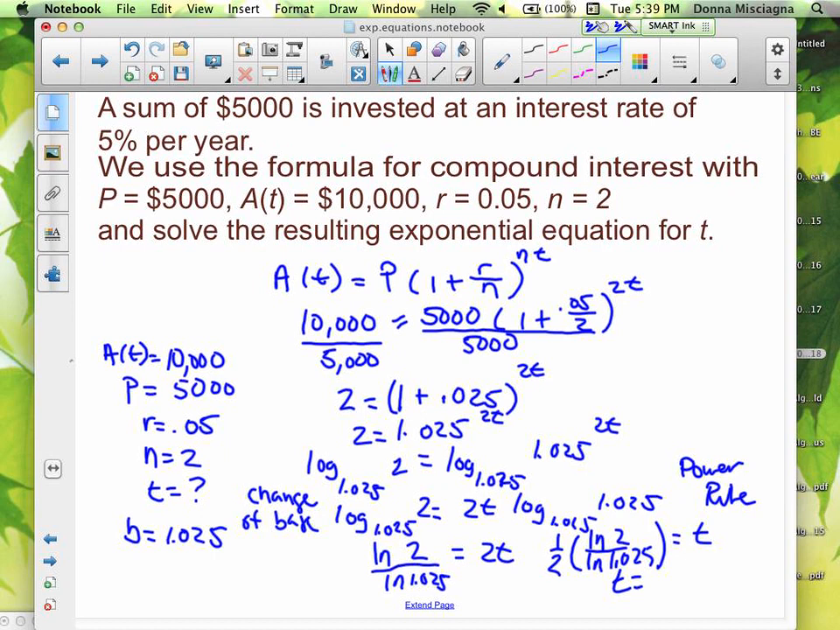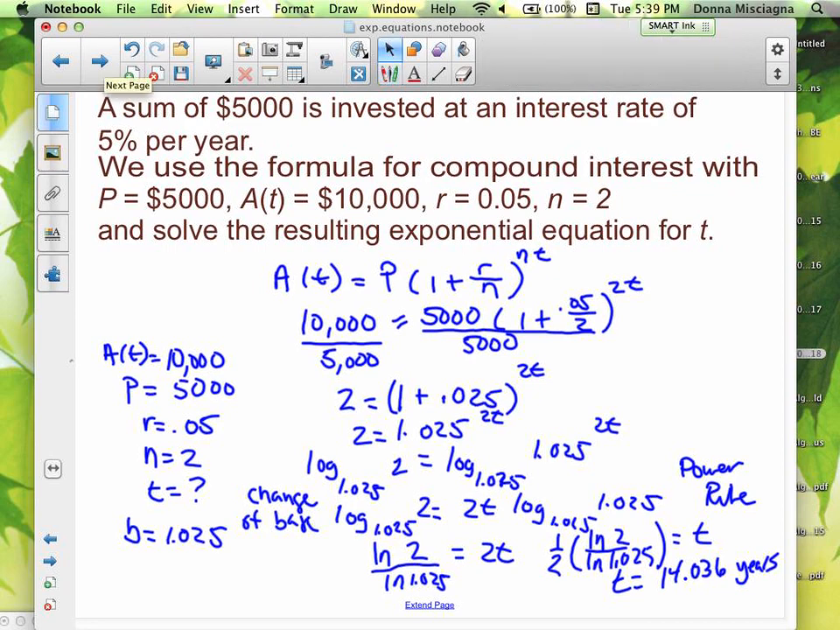So it's going to take you 14.036. So 14 years plus a little bit more, like 10 days more or so. And there we go. So now we're able to not only find out how much we'll have after a certain amount of time, we can say, hey, I want to know how long it will take to get to this certain amount, right? So now we can solve for the exponent.